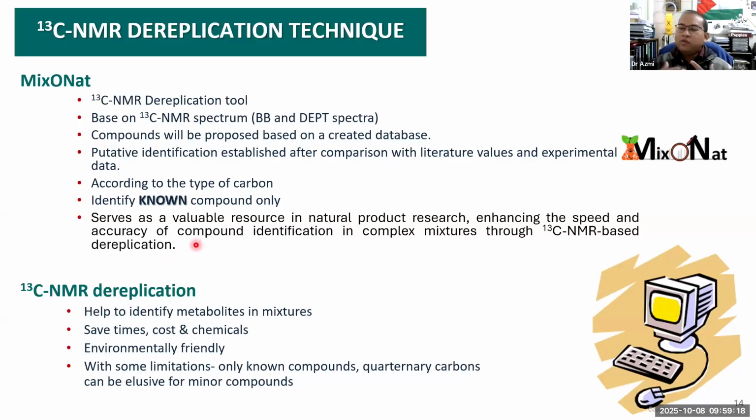So at least if they have no compound, as we know, for anybody doing natural products, the main skeleton is similar, but the difference is what they have done during the substitution, modification of the ring or something like that. Okay, so for carbon replication, it's hard to identify metabolites in mixtures. It saves time, cost, and chemicals, is environmentally friendly, and with some limitation, only known compounds are determined. Okay, or the major compounds are determined. It depends on the carbon-13 data that we have.